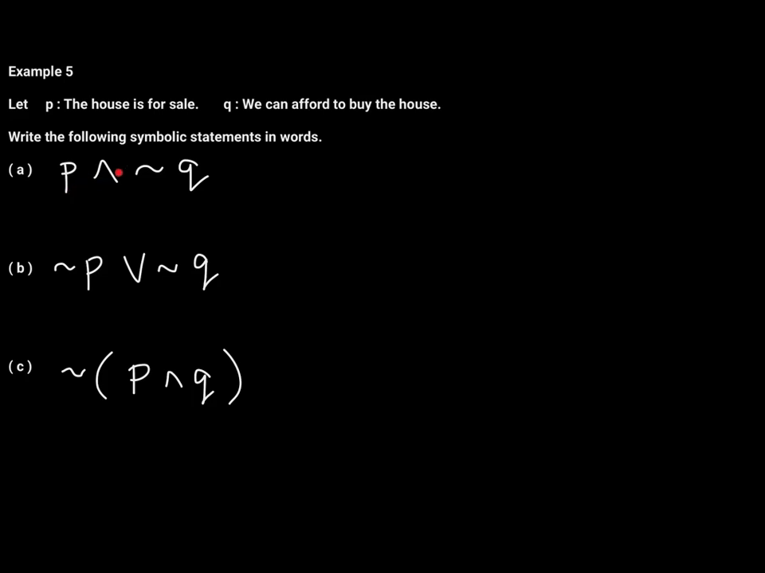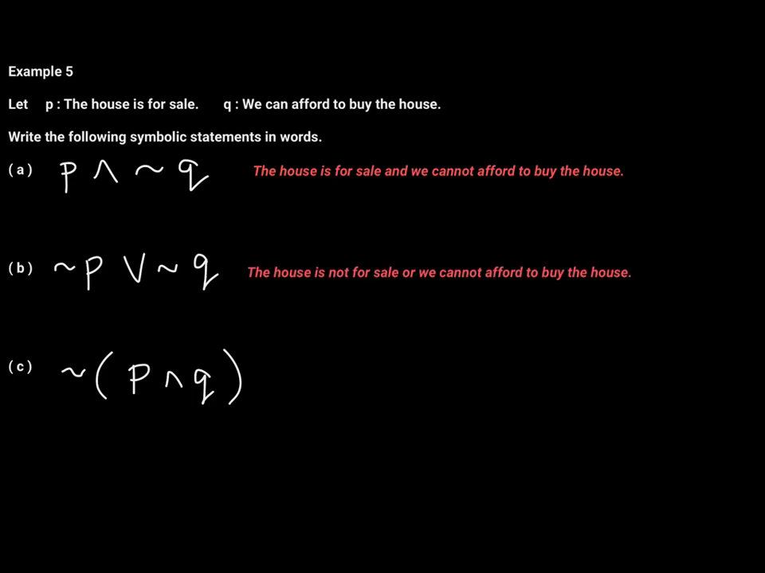P and not Q. P means the house is for sale, and that's this conjunction. Not Q means we cannot afford to buy the house. I hope that one's clear. Let's go to the next one. Not P means the negation of this statement that the house is not for sale, or not Q means the negation of this second statement. So therefore, this statement is the house is not for sale, or we cannot afford to buy the house. Finally, it's the negation of this statement.